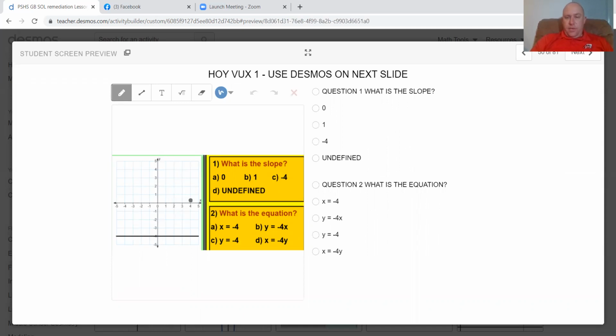Horizontal and vertical lines are very specific cases. So what is the slope? So there's those words from earlier again. So this is a horizontal line. So I'm thinking of the word HOY, and I can see that the slope is 0. What is the equation? Well, we've got the y part here, and it just equals the number that it passes through on the y-axis. So y equals -4.